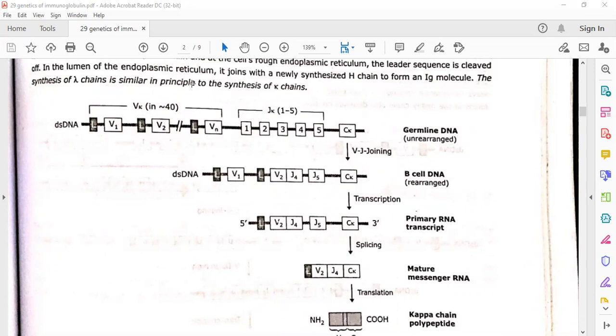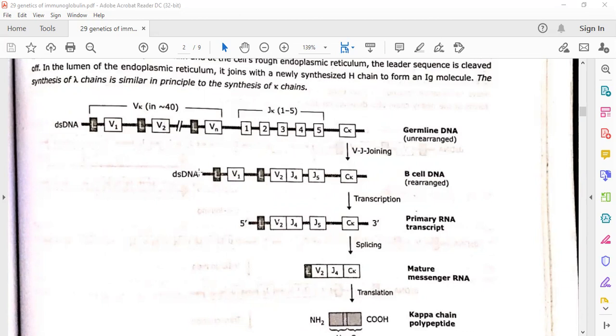Okay, so there must be a VJ joining. This is the germline DNA, which is not arranged. It is not arranged. This is the germline DNA. So it needs to be joined. First, in this double-stranded DNA, selection will be made in the V region.